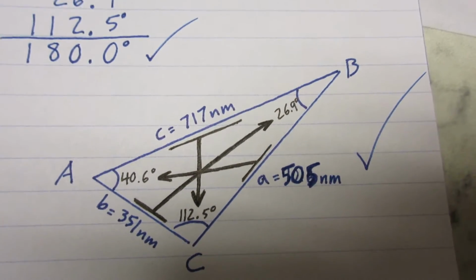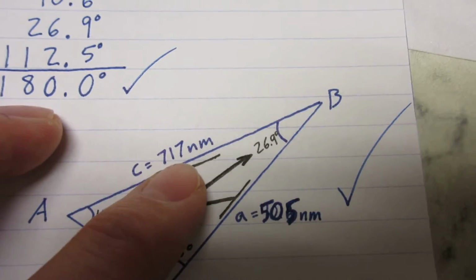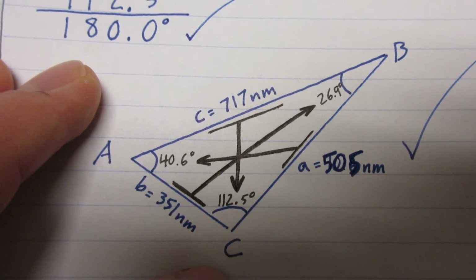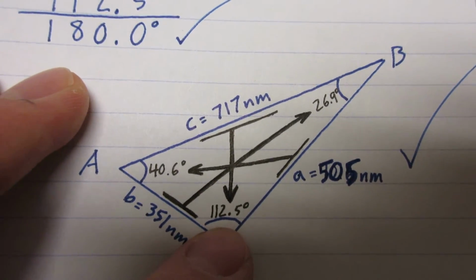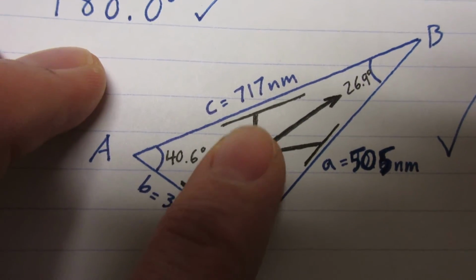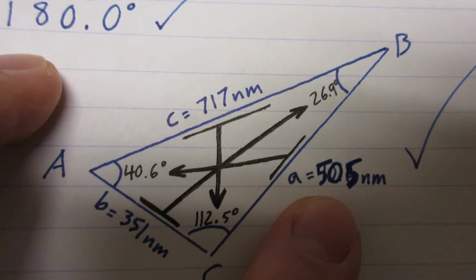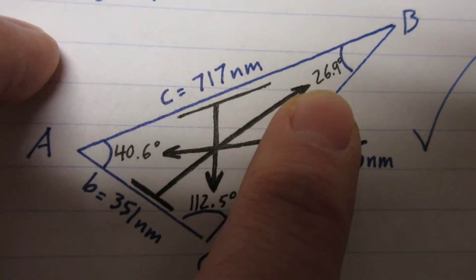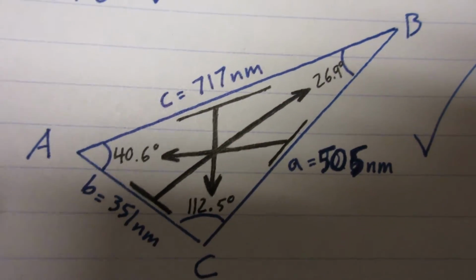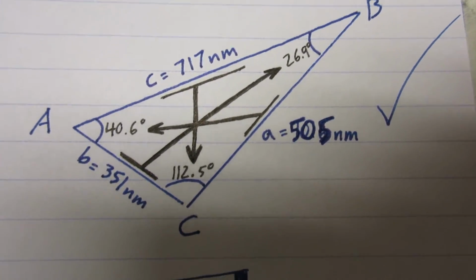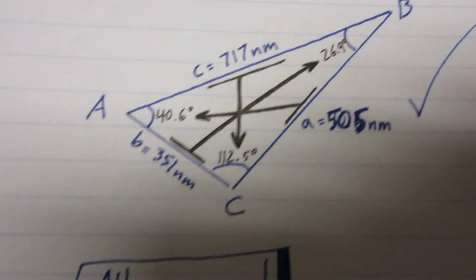I then drew my triangle. We've got the longest side over here, 717, and it does end up being the opposite side of 112.5, so the largest degrees goes with the largest side. Second over here is 505, and it does go to 40.6, and then 351 goes to 26.9. So we can see that all the largest angles are on the other side of the largest sides, and so we know that all is good with this.